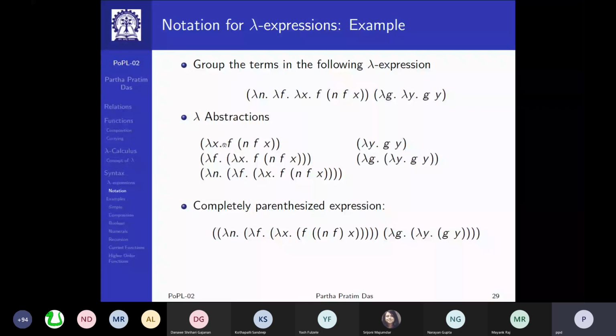So as abstractions proceed, I'm making the meaning clear by putting... nothing is done for this except taking this whole thing within parentheses as an expression, using it here and putting a parenthesis to make clear that this is a separate lambda expression, using that here, putting parenthesis again. Similar thing you do here, lambda y dot g y is the first abstraction. Then you have another abstraction on top of this. So these are fully parenthesized components of the lambda expression.